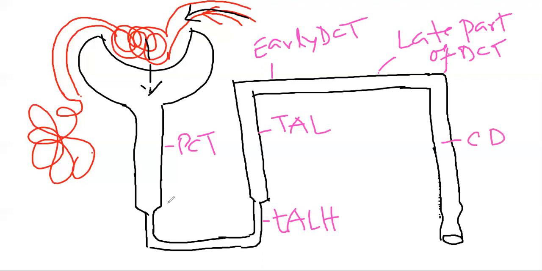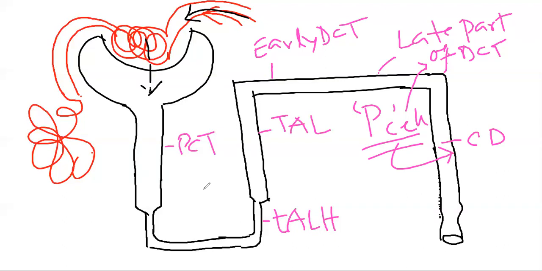In the late part of the DCT and the collecting duct, the cell responsible for sodium ion reabsorption is known as the principal cell, or in short, the P cell. The P cell is present not only in the late part of the DCT but also in the collecting duct. Okay, so what is the exact percentage of sodium ion reabsorption in each location?